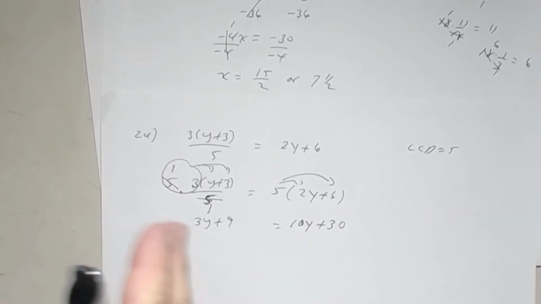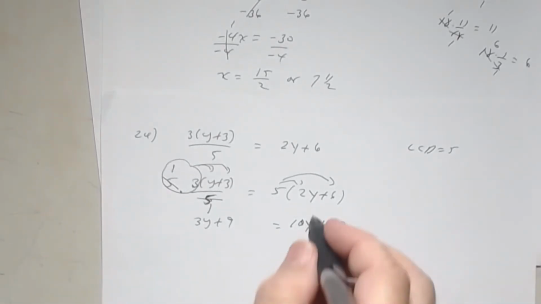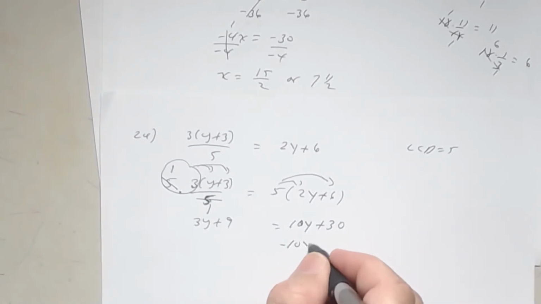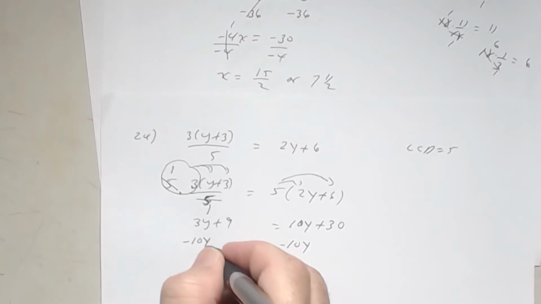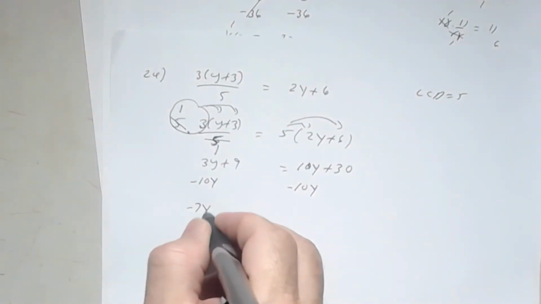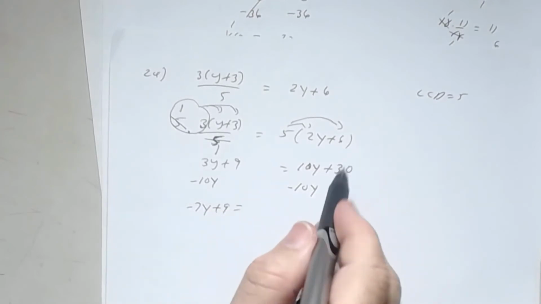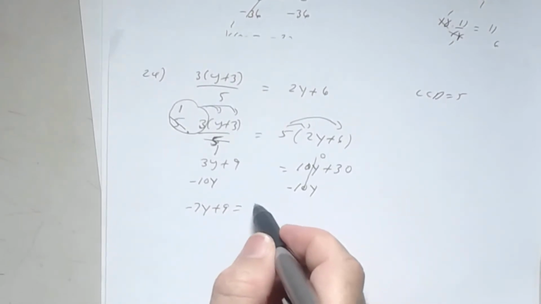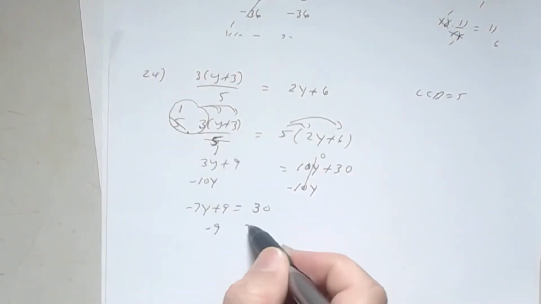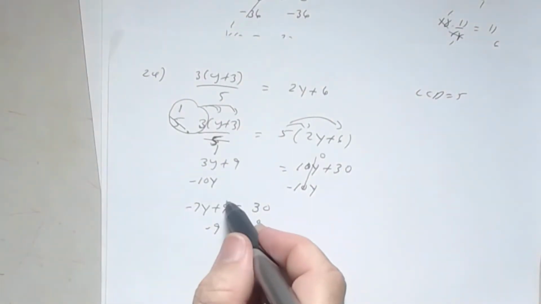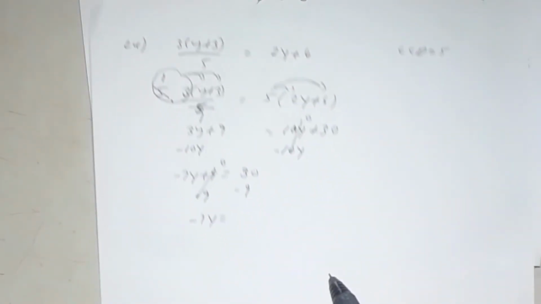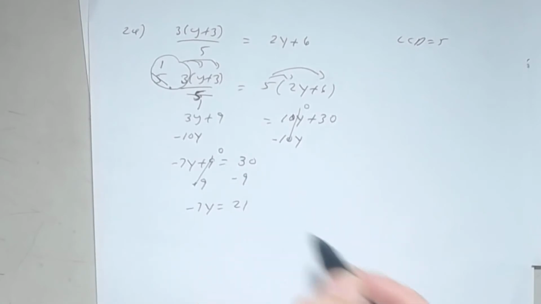Okay, so you want me to bring the variables to the left or the right? Which side? The left. So you're going to subtract 10y. So it's 3y minus 10y plus 9 equal. And then what's over there? 30. What's the next step? All right. And they combine like terms. I get negative 7y equals 21. What's the next step?